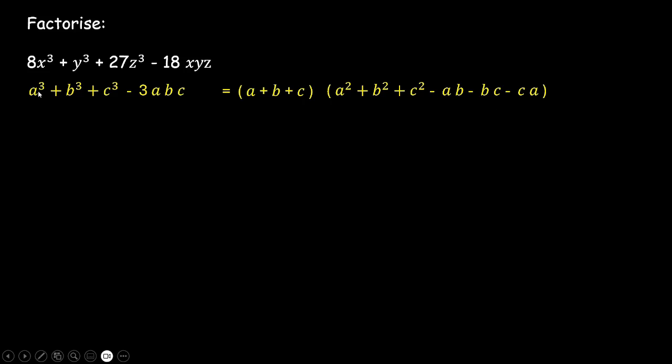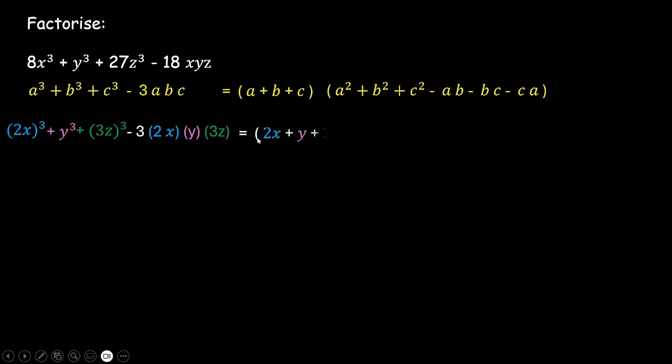Now again, we need to find what is a over here, what is b. So 8x cube is the cube of 2x. y cube is the cube of y. And 27z cube is the cube of 3z. And let's check if we do get minus 18xyz here. So minus 3 into 2x into y into 3z. 3 into 2 is 6. 6 into 3 is 18. So we do have 18xyz. So we have the right identity over here.